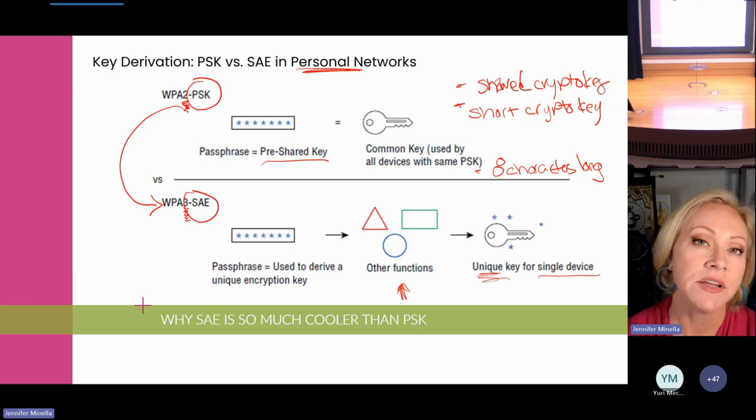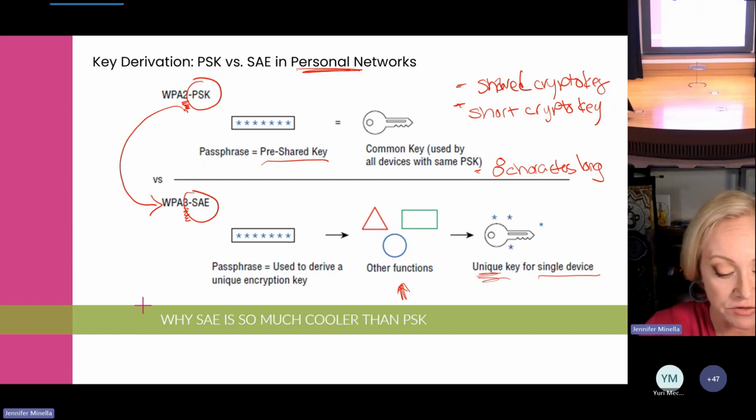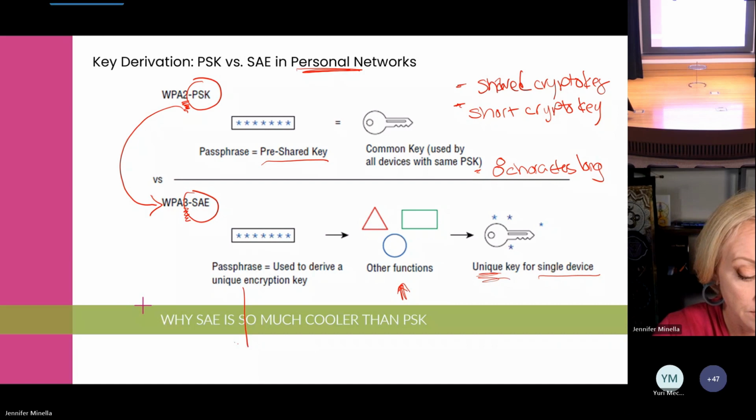It also means that the cryptographic key length is separated from the passphrase key length. So even if we have a passphrase that's 8 characters here, let's just say it's 8 characters just to be the same as the minimum before.